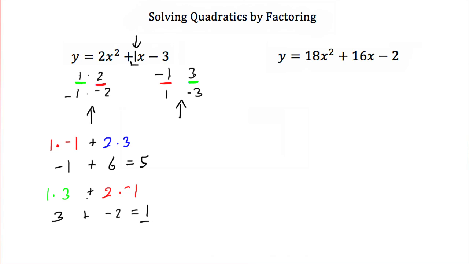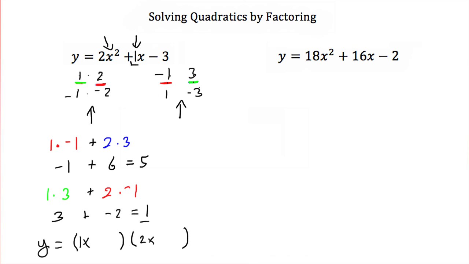So if we draw our factors, we have y is equal to, we have some numbers in parentheses and some other numbers in parentheses. We found that it's a 1 and a 2, both positive. So we'll have a 1x and a 2x, because 1x times 2x will get us our 2x squared. And then we have a negative 1 and a 3.